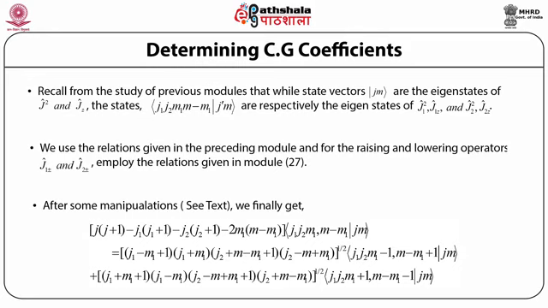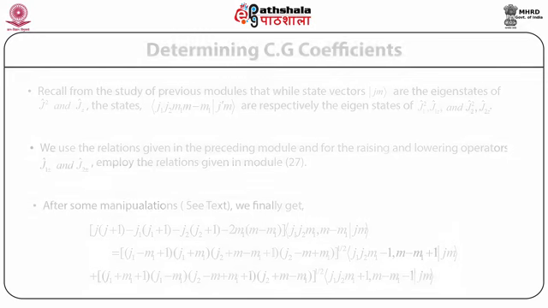This whole plus [(j1 + m1 + 1)(j1 - m1)(j2 - m + m1 + 1)(j2 + m - m1)]^(1/2) times bra j1 j2 m1 plus 1, m minus m1 minus 1 ket jm.